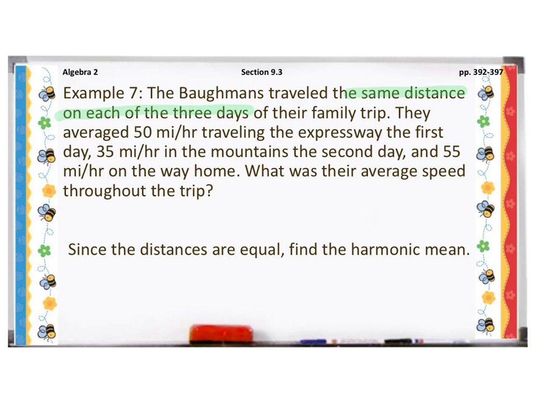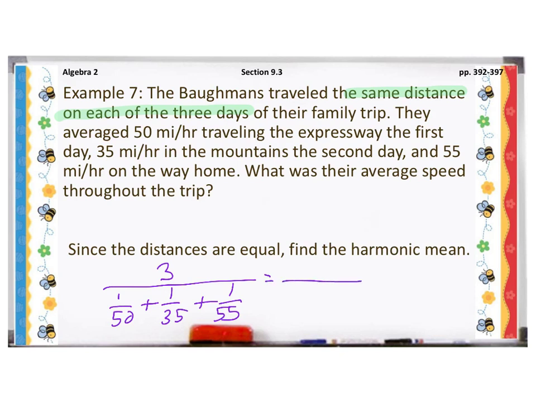So we find the harmonic mean by, we have 3 terms. We divide it by 1 over, the first one is 50, plus 1 over 35, plus 1 over 55. So to do this, we're going to need to turn the denominator into a common fraction. That's going to be my easiest way to do this.